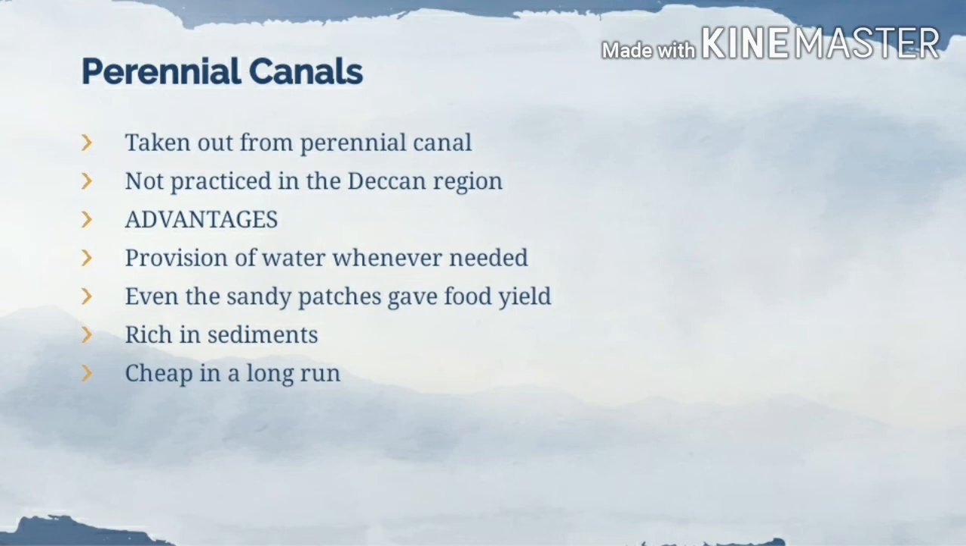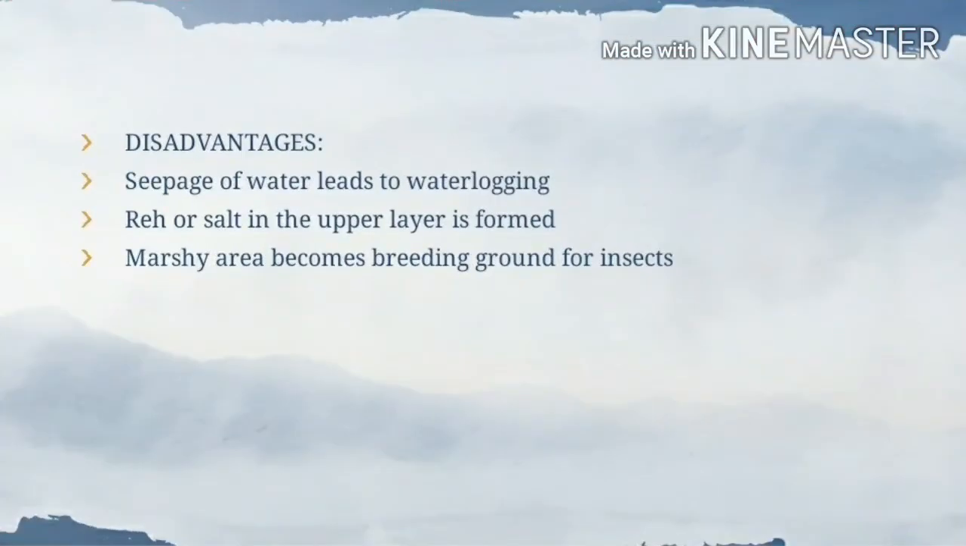Also in some places of Punjab and Haryana, it is now known as the granary of the country, and it is also known as the nuclei of the green revolution. That's because of the canal irrigation. Next one is rich in sediments. The sediments brought down by the river add to the fertility of the agricultural field. And the last one is cheap in the long run. That means initially the cost of building the canal is quite expensive, but when we look at the long-term interest of the perennial canal, it is very cheap.